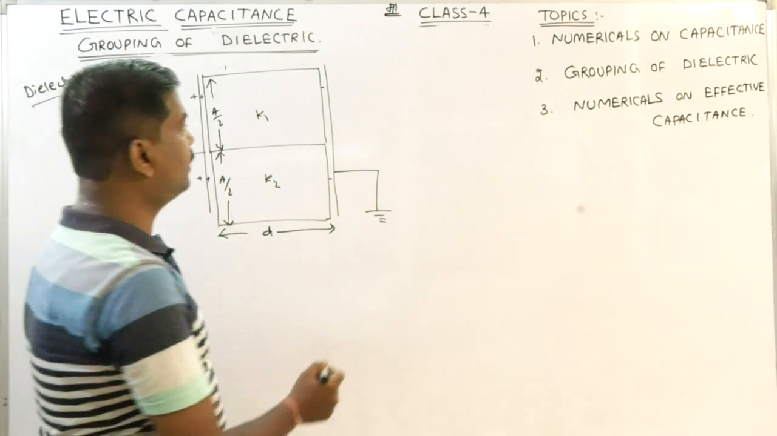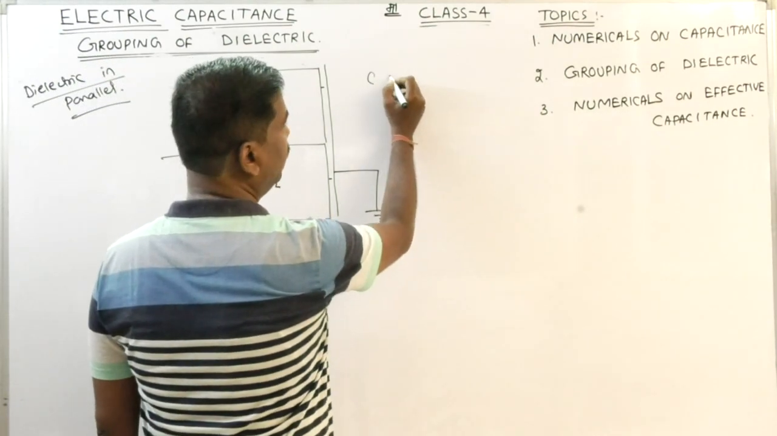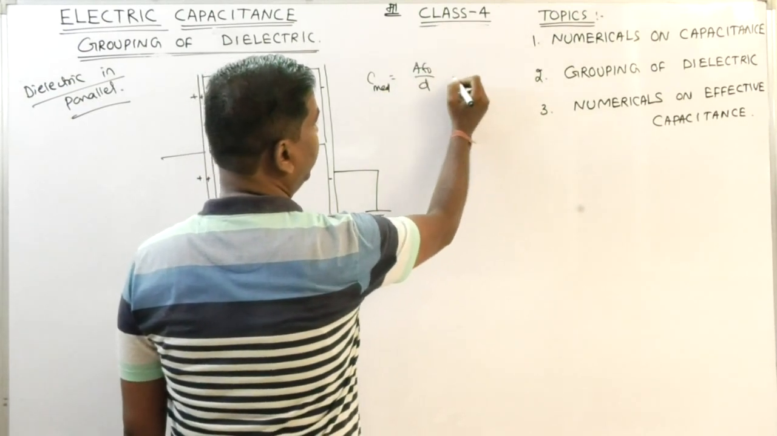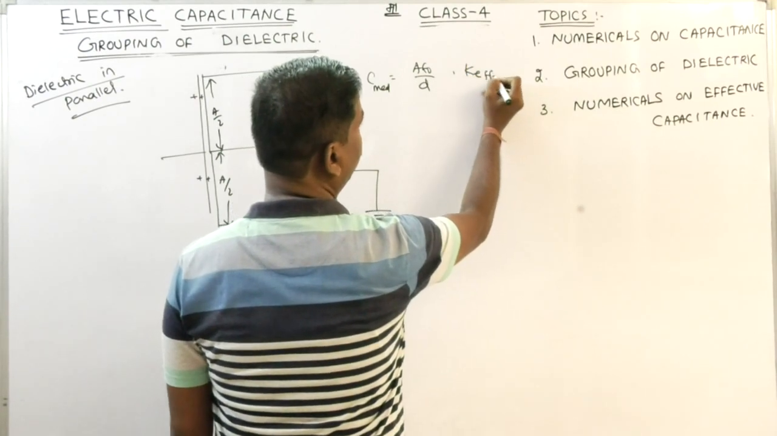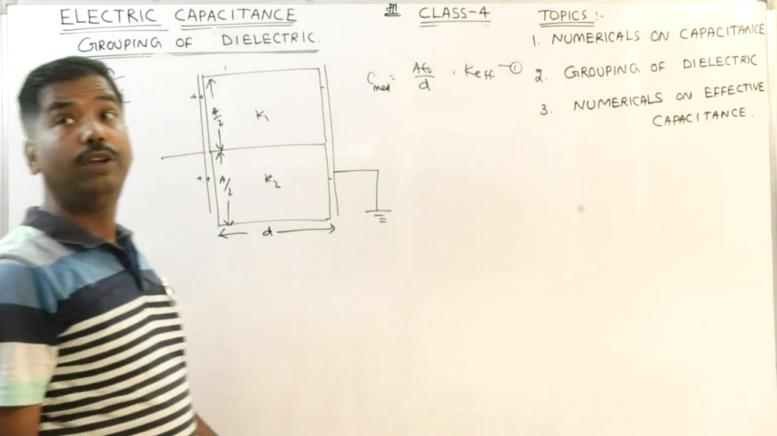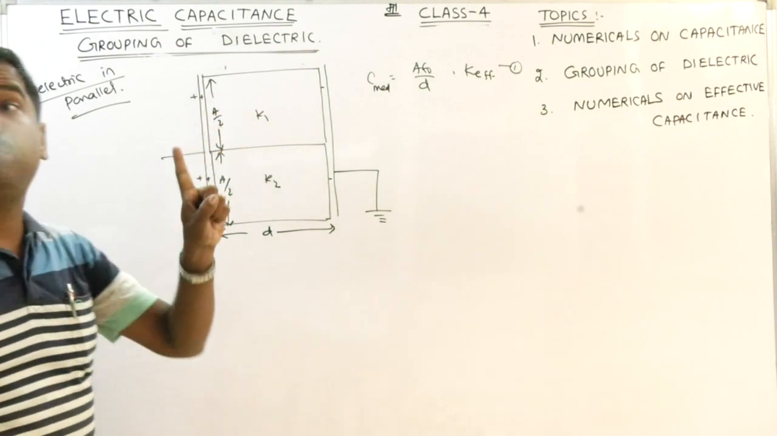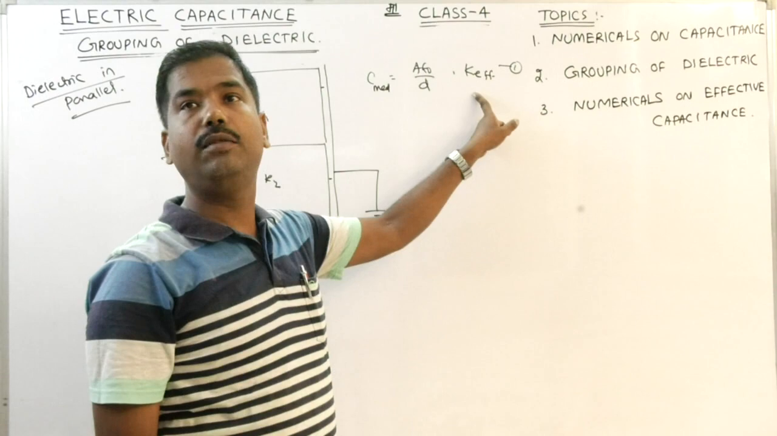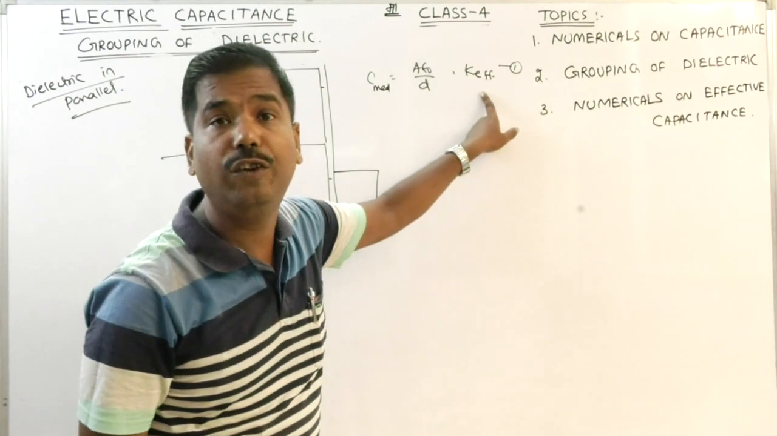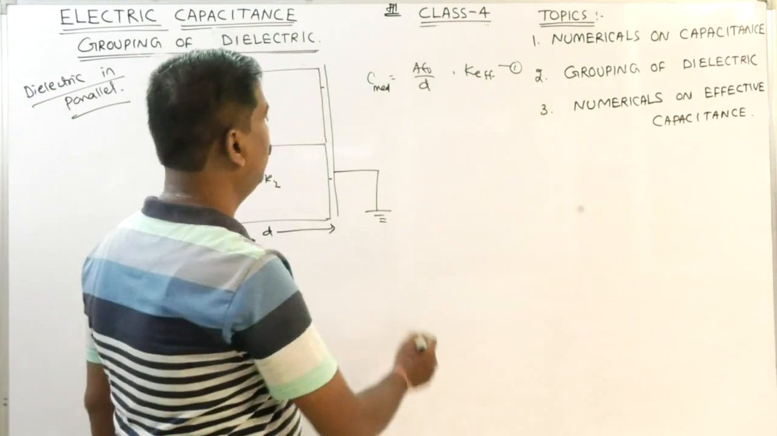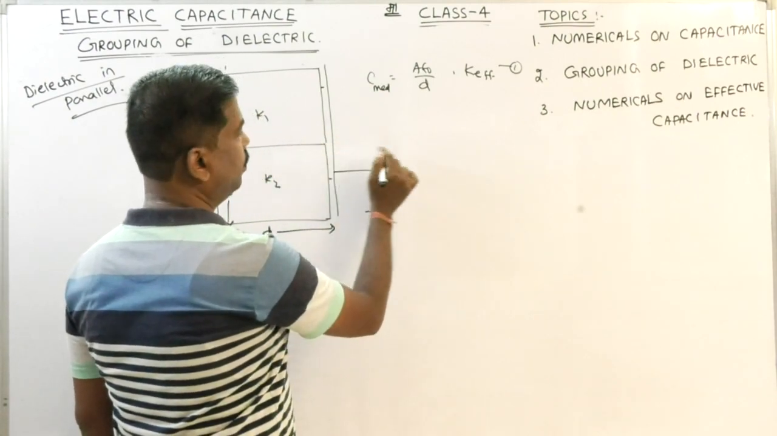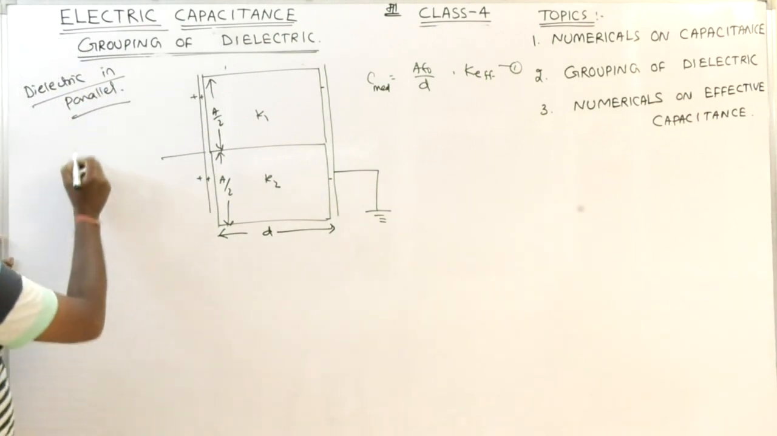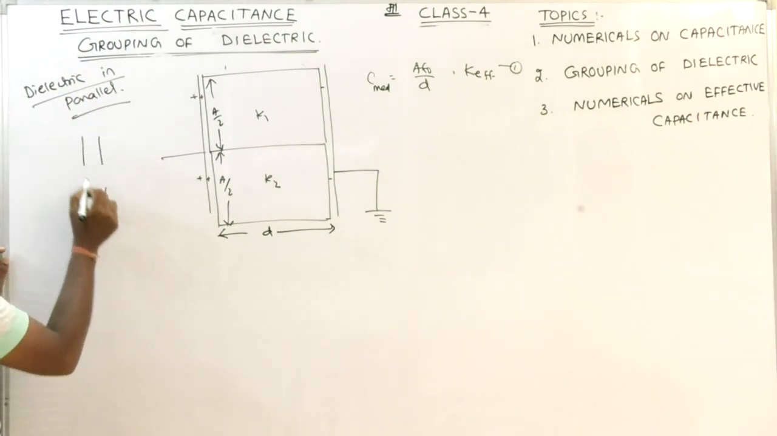Clear? So in this case the effective capacitance, let C medium, is A epsilon 0 by D into K effective, let it be equation number 1. That is, if two dielectrics are replaced by a single dielectric, the answer is C medium equals A epsilon 0 by D into K effective. Clear? Now in this case, these two capacitors are there. I can think of it as a combination of two capacitors connected in parallel.